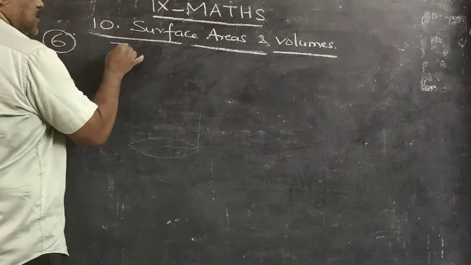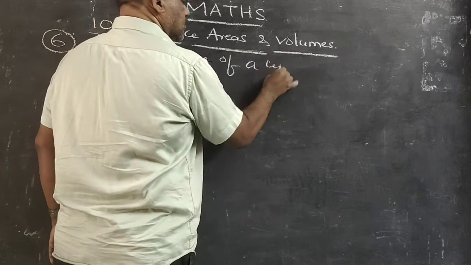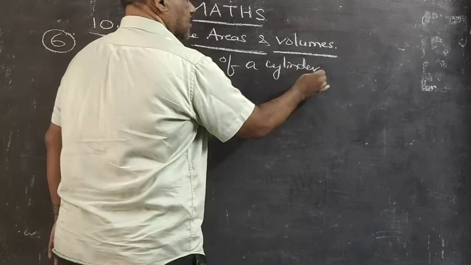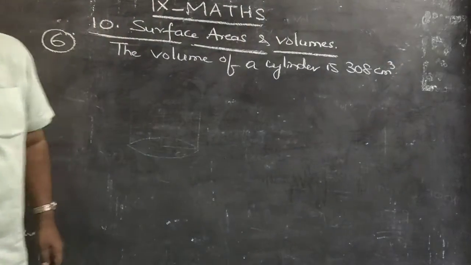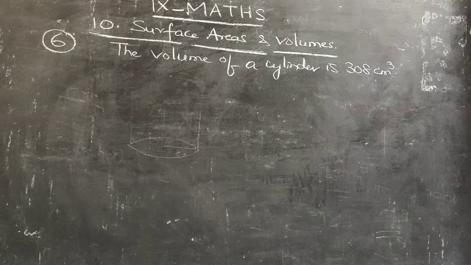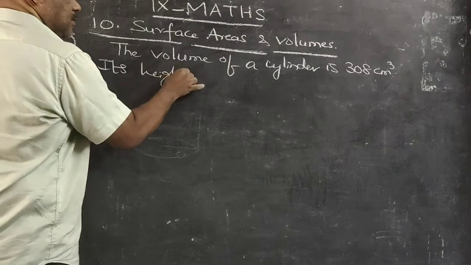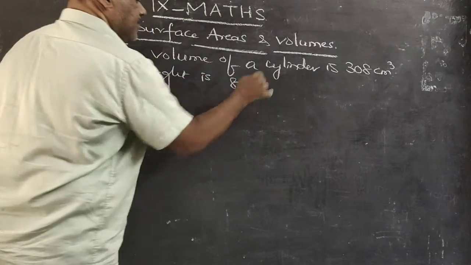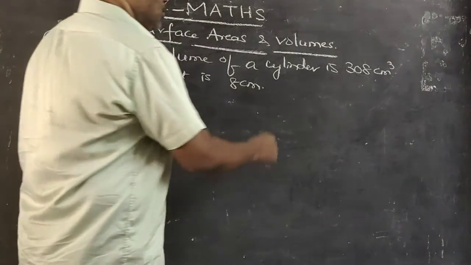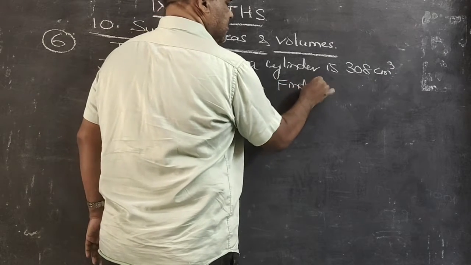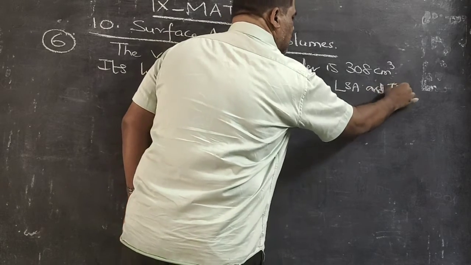Write the next question. The volume of a cylinder is 308 centimeter cube. Its height is 8 centimeters. Find its lateral surface area and total surface area.